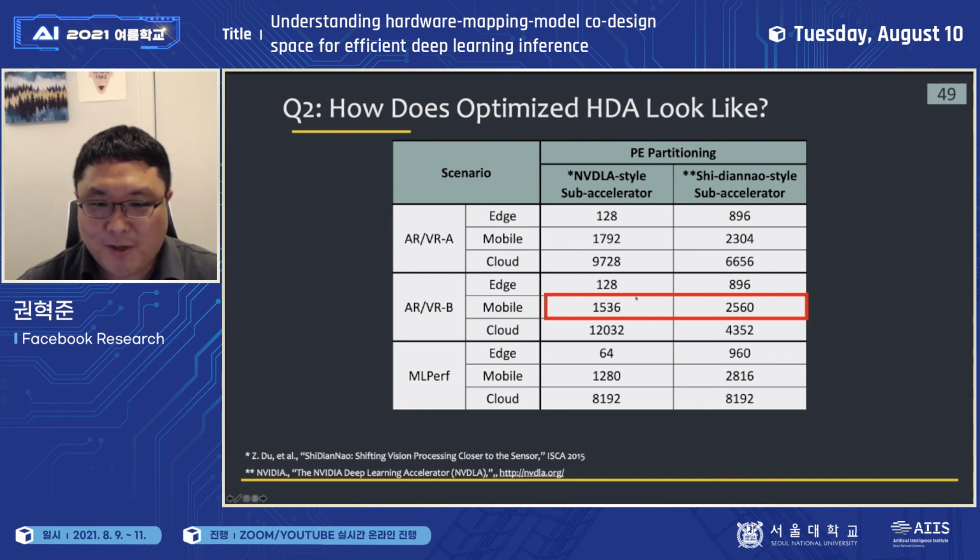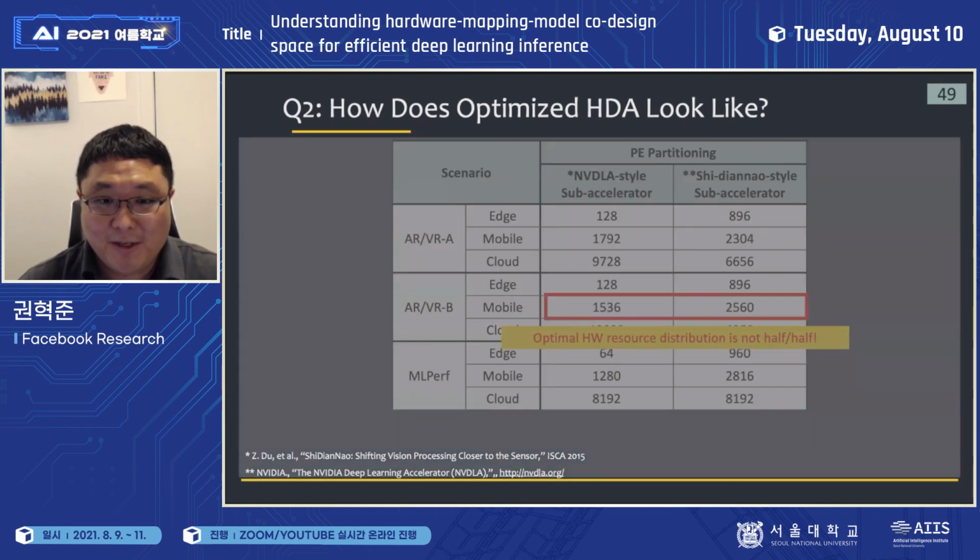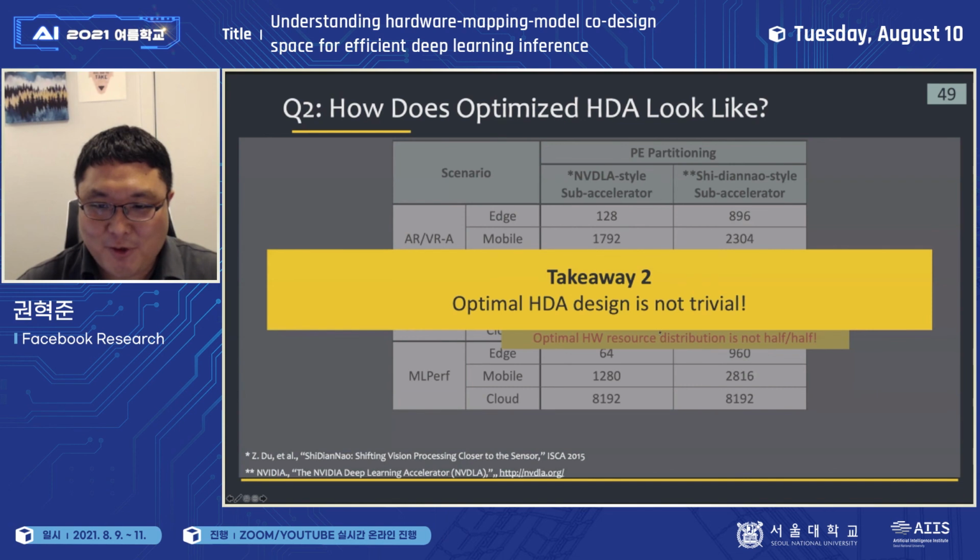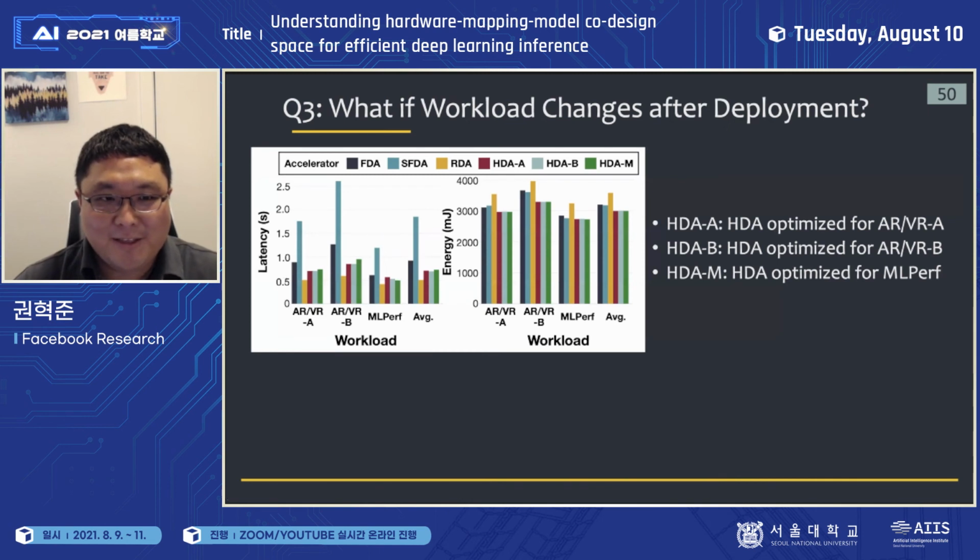So here, what you can observe is that this is not 50 to 50. This is not half and half. That means the optimal hardware design is not trivial. It's not just 50 and 50. It needs to be carefully optimized. And this data answers the question, what if the workload changes after deployment?